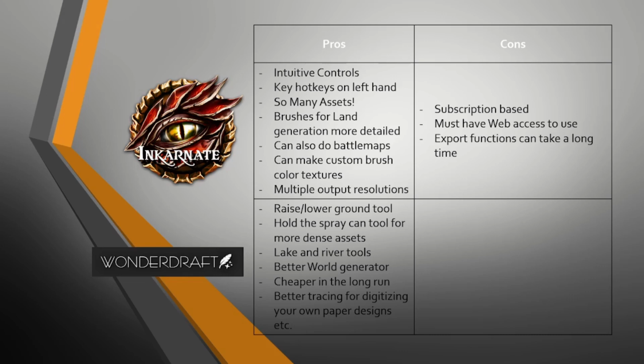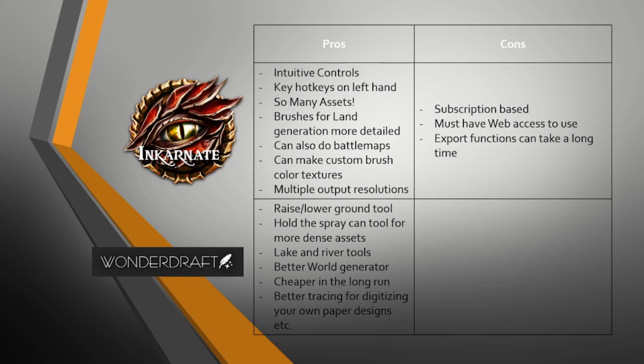Whereas in Inkarnate, you have to go back and switch the density and go back over with the tool. That also works for the paint, I believe, as well. When you put that on, if you're painting a color, you hold it down and the color gets darker. Love that. There is a lake and river tool inside of Wonderdraft.